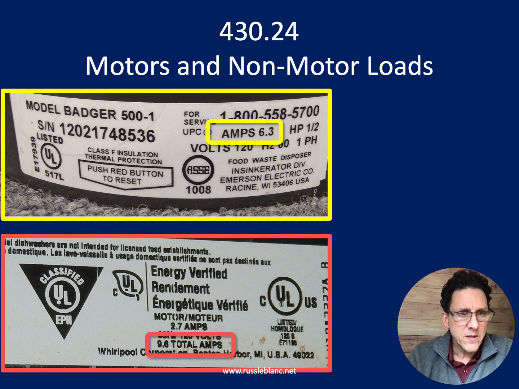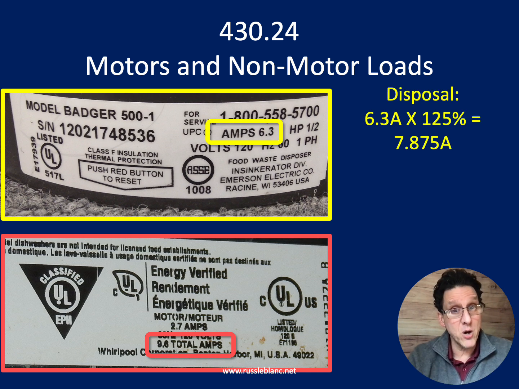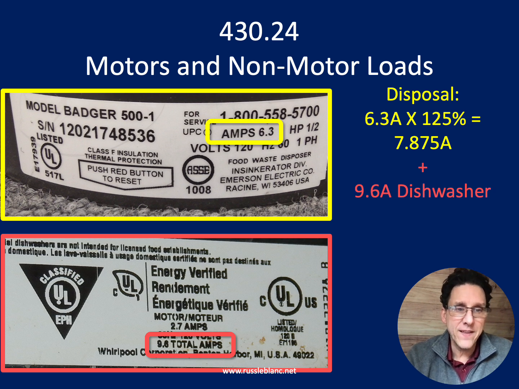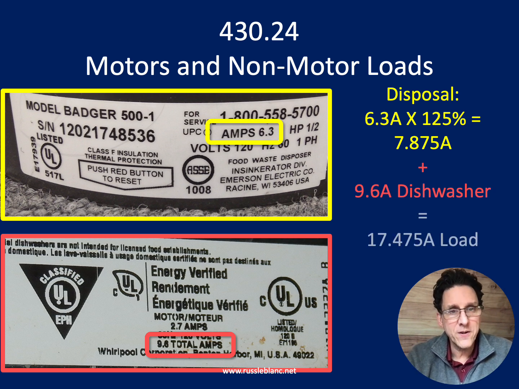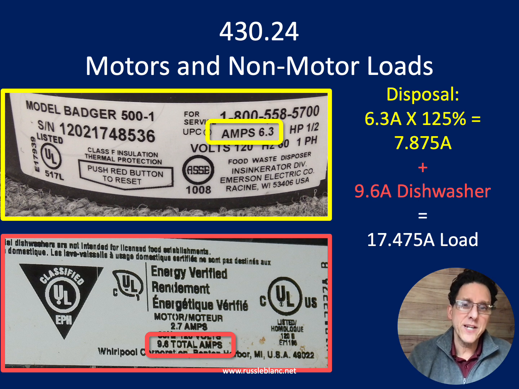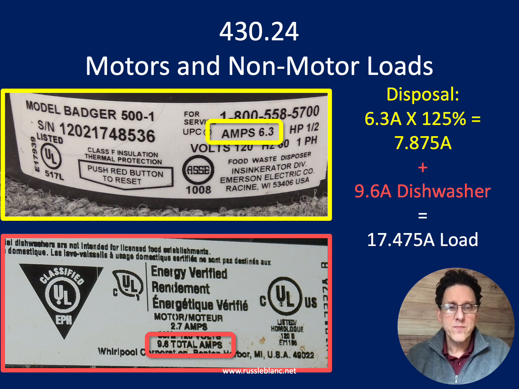On the bottom nameplate there, that's a dishwasher, and you see the amperage there is 9.6, highlighted in red. So we have to add these two together, right? The disposal, because it's a motor, and it's the only motor of the group, we take at 125%. So 6.3 times 125%. The calculated load for the disposal, really like sizing wire, we would use 7.875 amps. And then we add the dishwasher to that, 9.6 amps. We add those two together.